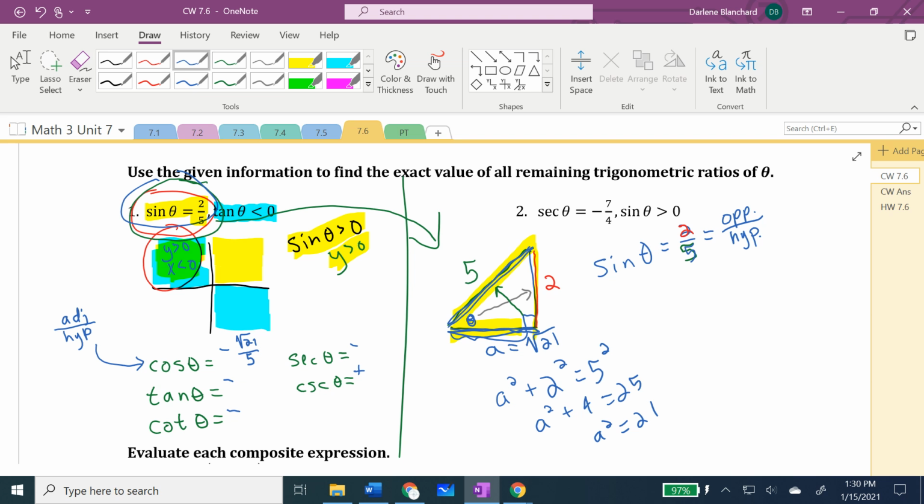Tangent, what is the side ratio for tangent? SOHCAHTOA. Tangent is TOA, opposite over adjacent. So here's theta, opposite side is 2, adjacent side is root 21.